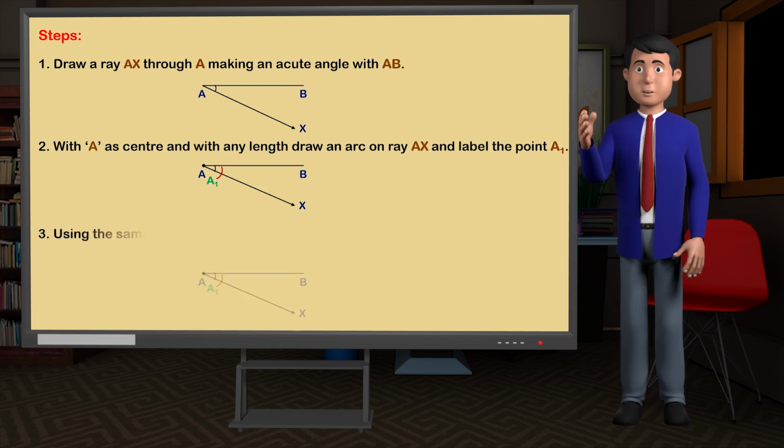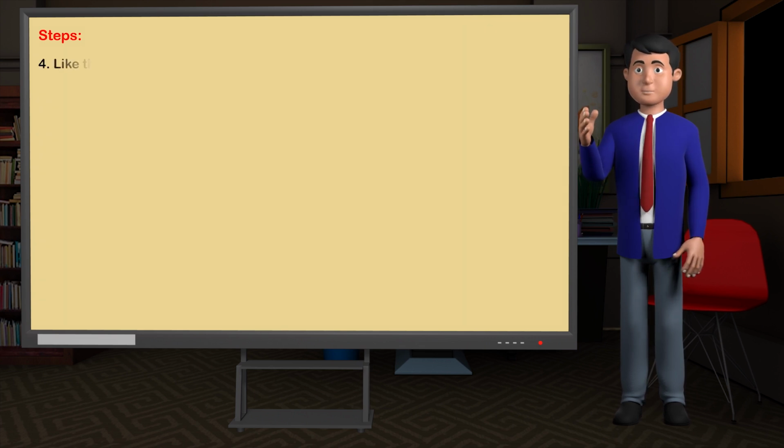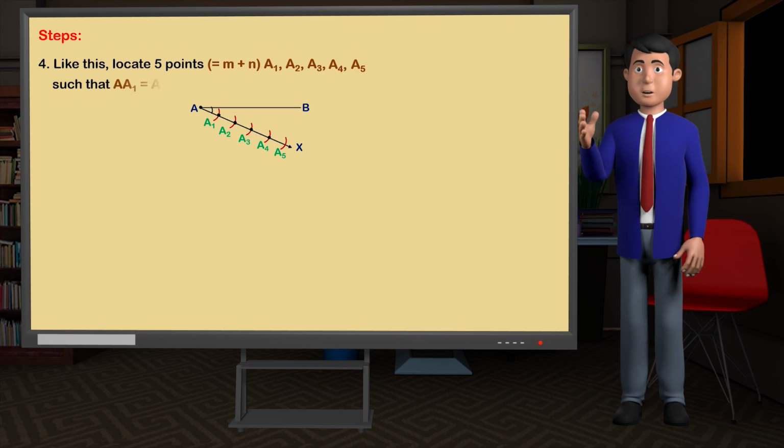3. Using the same compass setting and with A1 as center, draw another arc and locate A2. 4. Like this, locate 5 points, that is m plus n: A1, A2, A3, A4, A5, such that AA1 is equal to A1A2, A2A3, A3A4, A4A5.